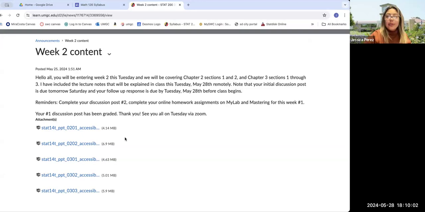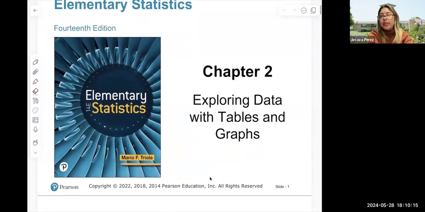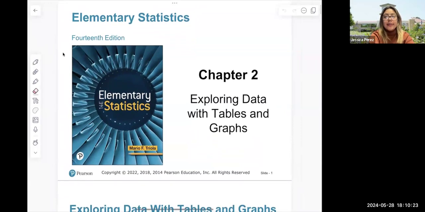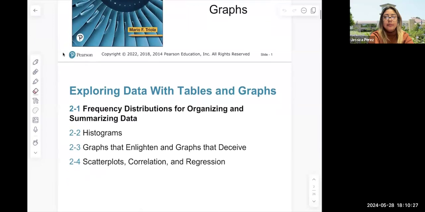All right, so with no further ado, I am going to go ahead and share my iPad. And this is the first chapter 2, section 1. I'm going to be going over this section, of course. This section talks about exploring data with tables and graphs. So let's talk about that.